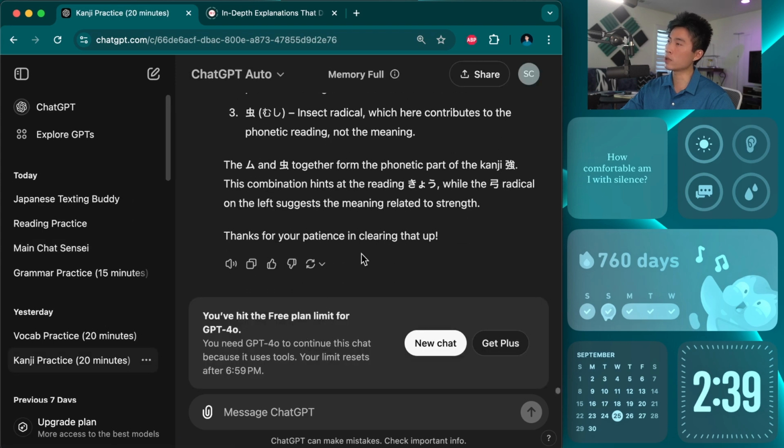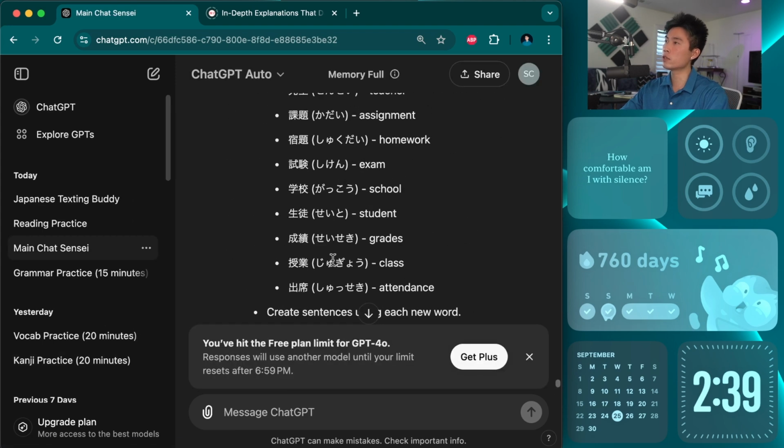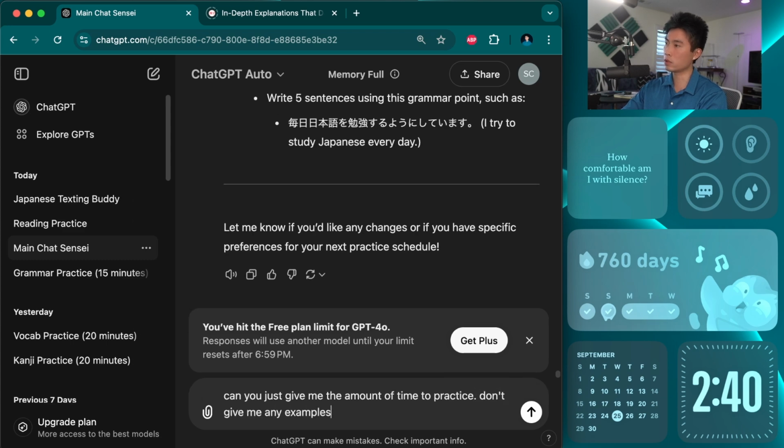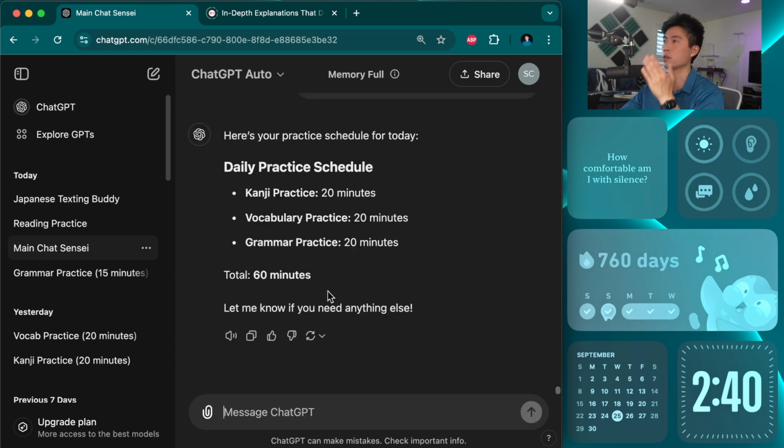Technically, I should be doing it on this one. I don't want it to keep doing this. It would be kind of distracting if this is... can you just give me the time, the amount of time to practice? Don't give me any examples or terms or what to specifically work on. Okay, that's better. That way I have a clear separation between chats, because it would be cool to just use one chat and have everything structured that way, but because of the limit, it's not possible. But let's go ahead and just do vocab.